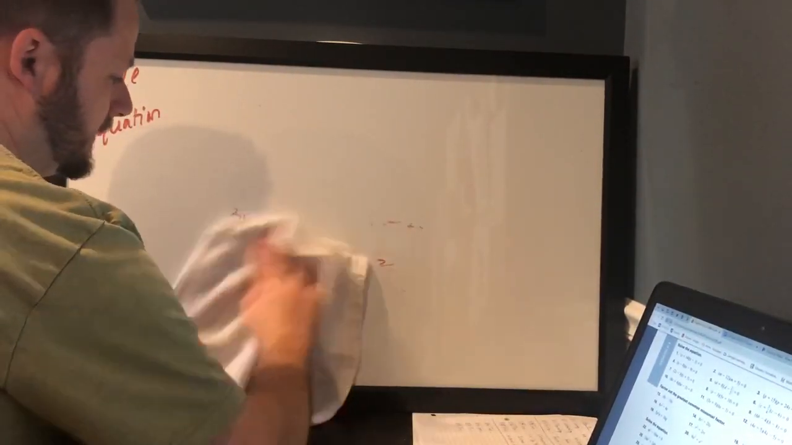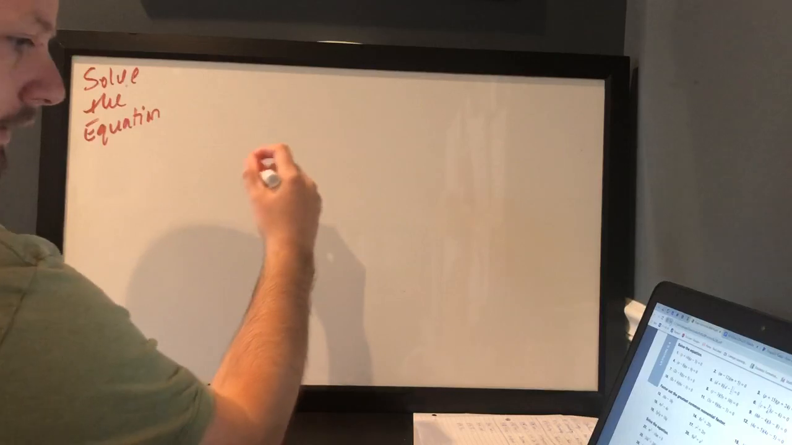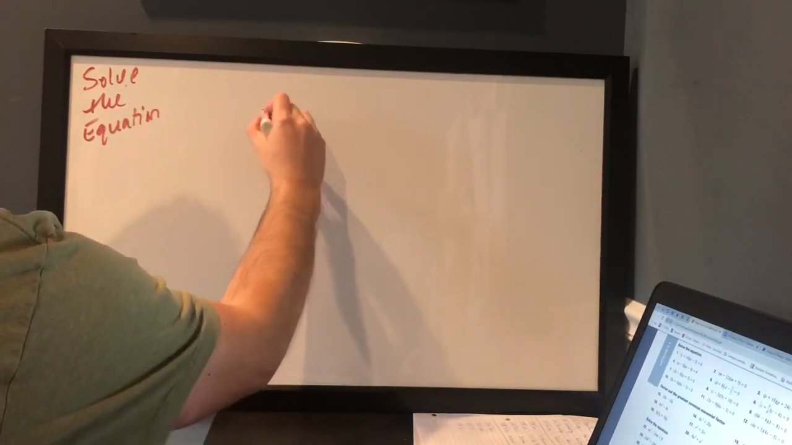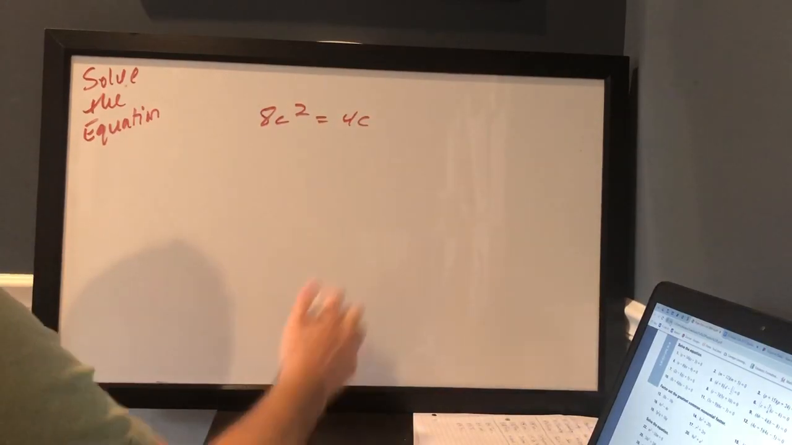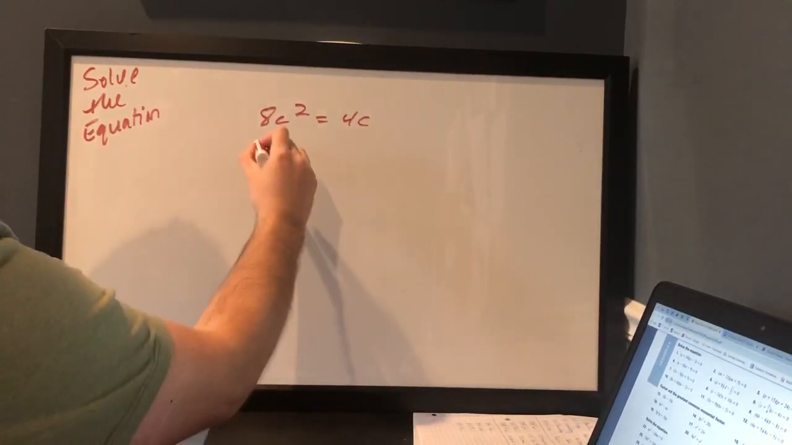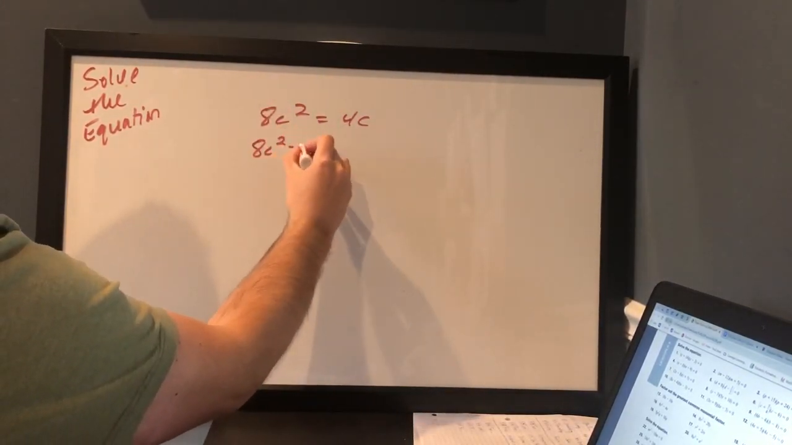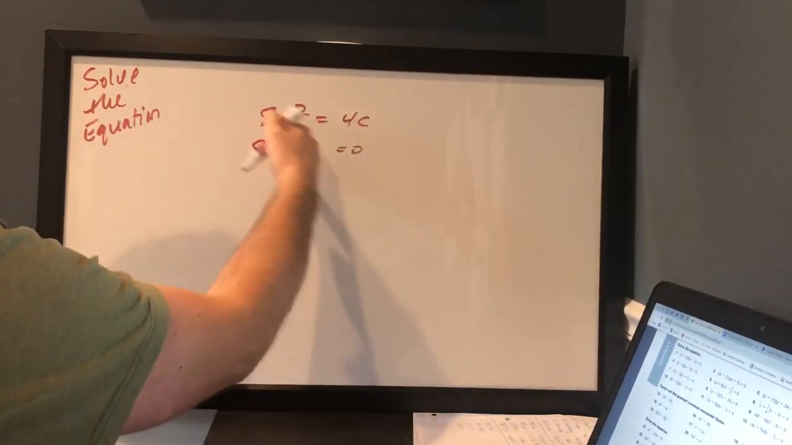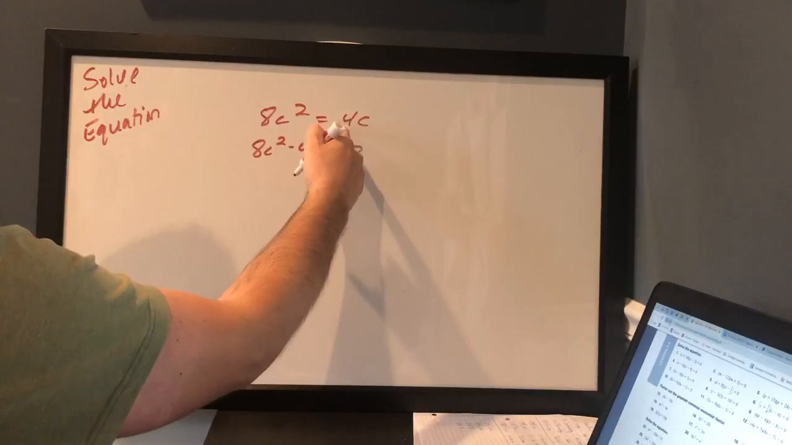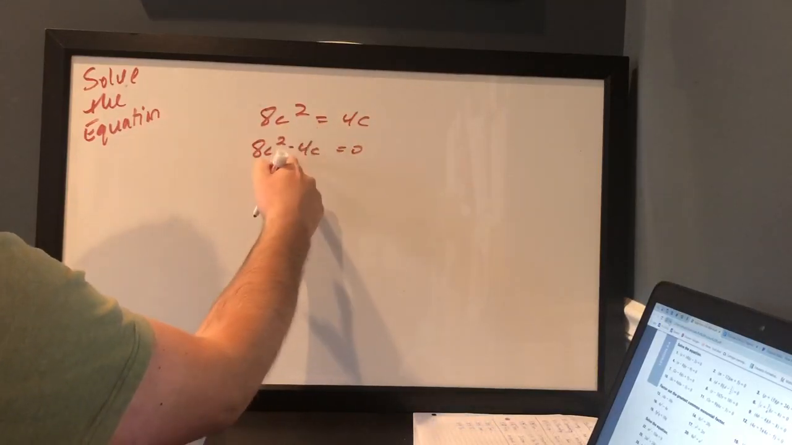Okay, let's try one more type, and then, like I said, you guys can go on and do some of that practice that's there for you. 8c squared equals 4c. In this case, they're on opposite sides. So what we need to do first is get them both on the same side and get this equal to 0. So we move this over using inverse operations. Subtract 4c, leaves us 0, and bring it over here.